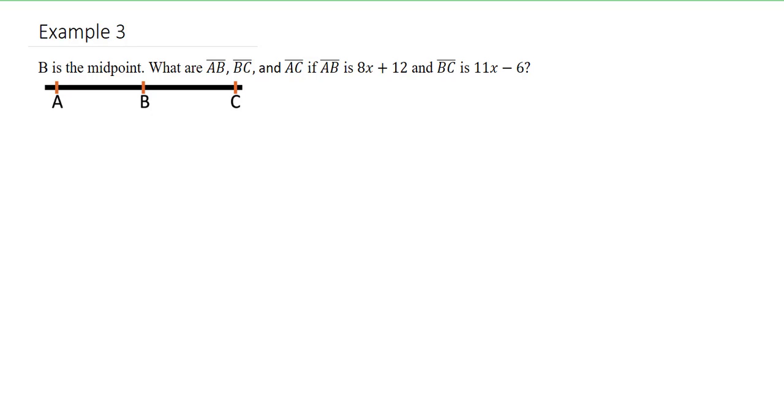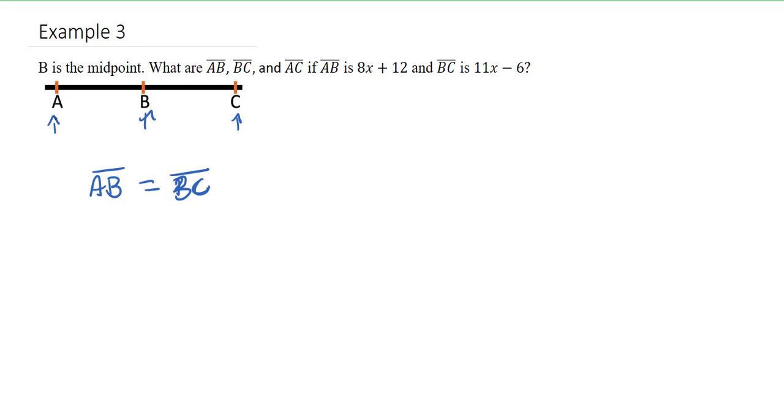So what do we know? Well, if we're saying we have a midpoint, which is B, that means AB is going to be equal to BC in length. To say a point is between these two points and is a midpoint is to say it's halfway between both of them. So that means the lengths have to be equal.